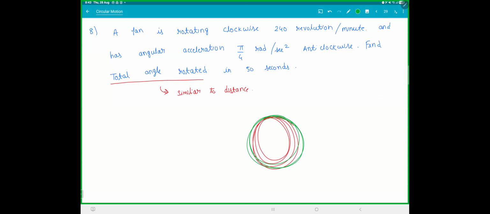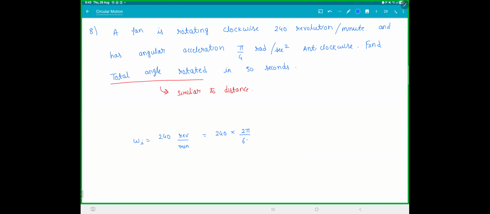So for convenience, let's convert this into a kinematics problem, because Maths doesn't care what you want to call it. You can call it omega initial or you can call it initial velocity. So let's convert them. First of all, omega initial is 240 revolutions per minute. One revolution is 2 pi radians, 1 minute is 60 seconds. This will be 8 pi radians per second clockwise. Your alpha is pi by 4 radian per second square anti-clockwise. So this was clear.